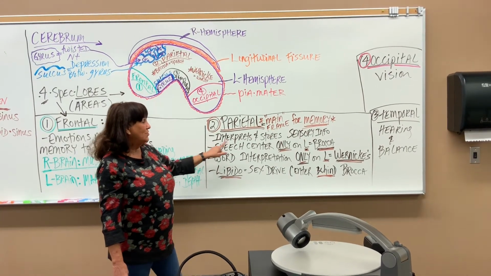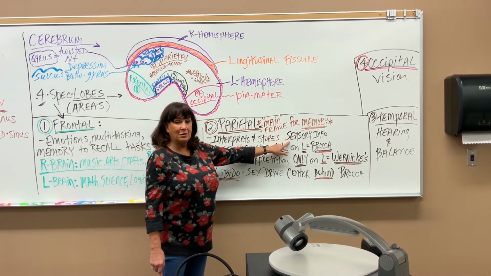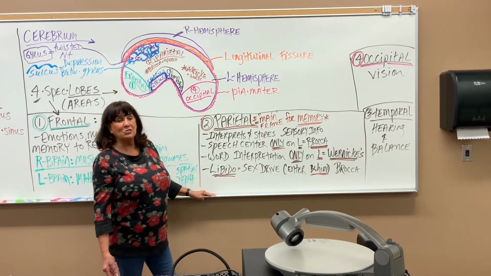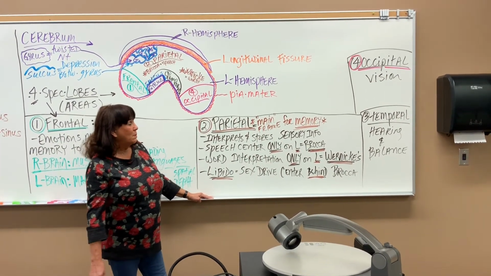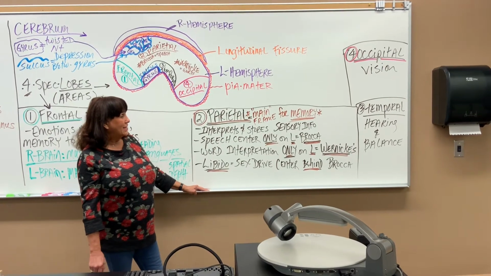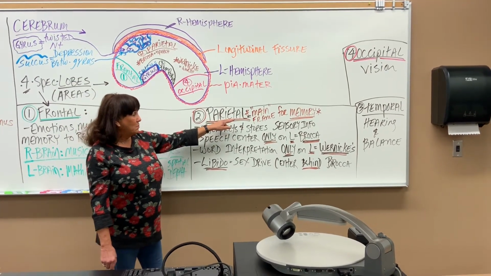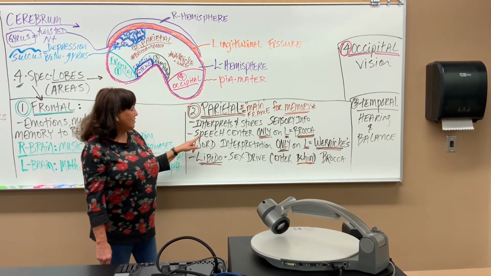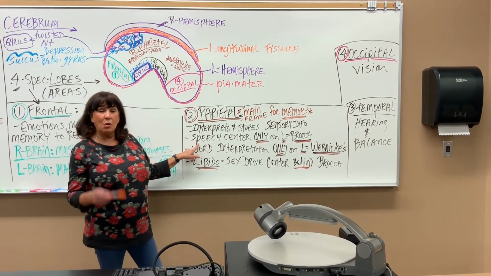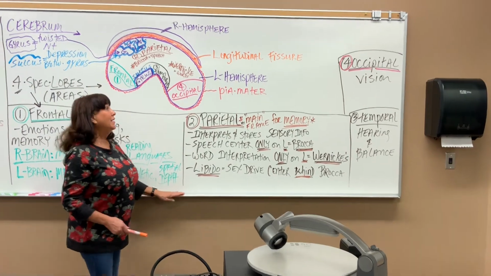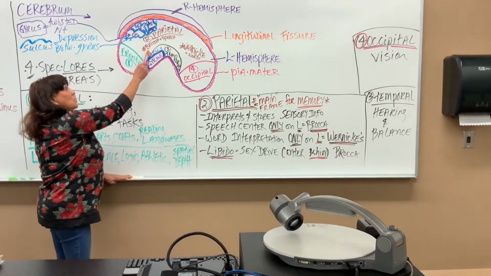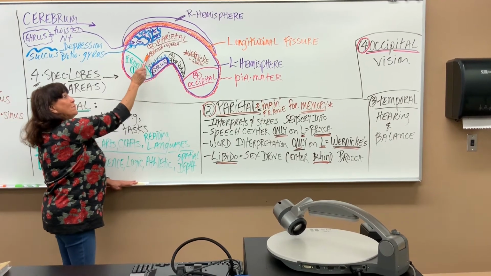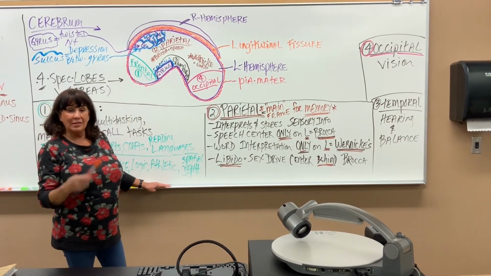It interprets and stores sensory information. So all your sensory information coming from your ears, your nose, your tongue, taste buds, your eyes, everything, is going to be stored in the parietal lobe, okay? Then the speech center is only on the left side, and I've marked it right here. It's called Broca's area, for speech, and it is towards the front of the parietal lobe on the left side.